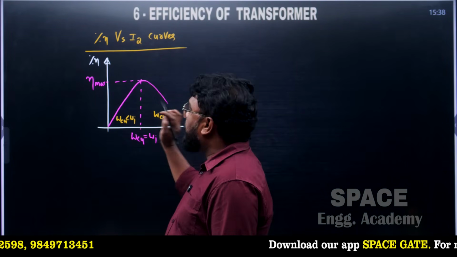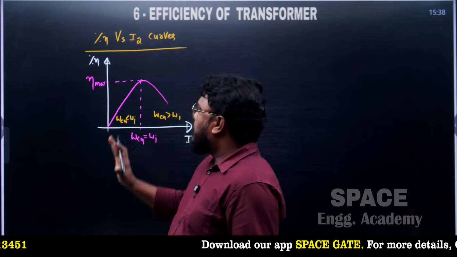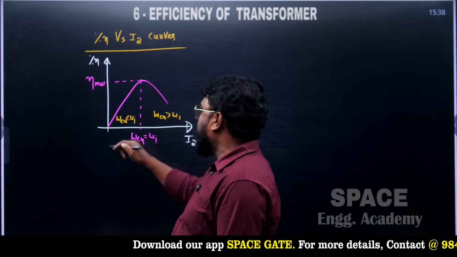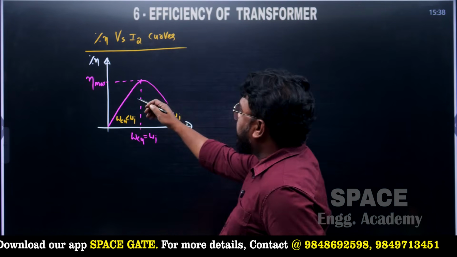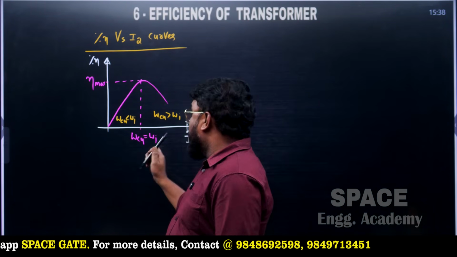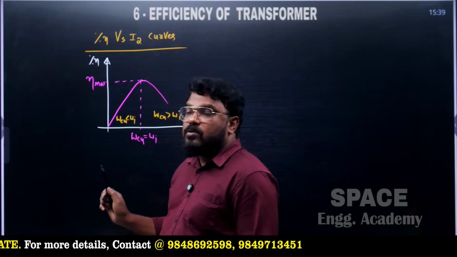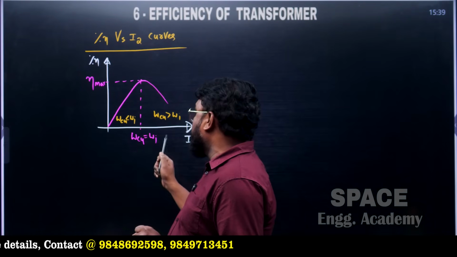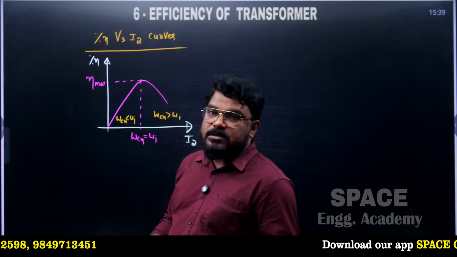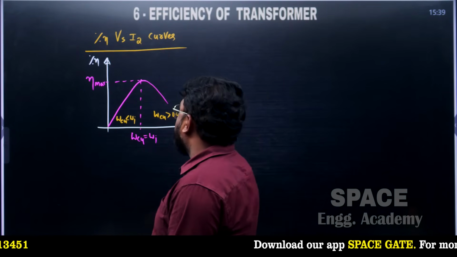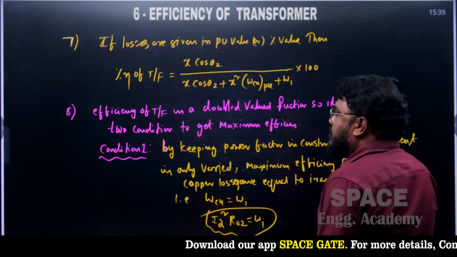So this is an important one. So based on this concept also questions అనేవి ఉంటాయి. Copper losses are equal to iron losses when we get the maximum efficiency. ఇక్కడ always variable losses are equal to constant losses, but not iron loss. Constant losses are equal to variable losses. So this is observation number 8.